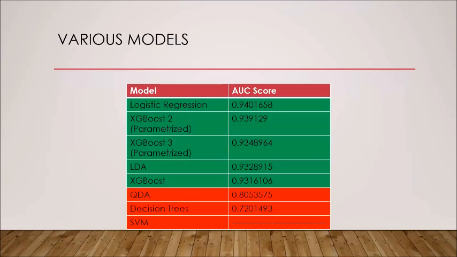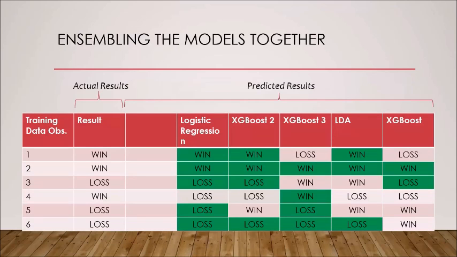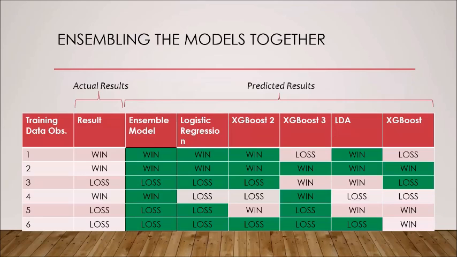That's the best way to go about doing it. And then they're going to look something like this. Now, I just kind of simplified this, but this would look like a table full of probabilities. But let's say that each one of these, for every training data observation, has a prediction of a win or a loss for the result. But if you look at an ensemble model, you hope that it can look at them all and accurately predict it much better than they do standing alone.